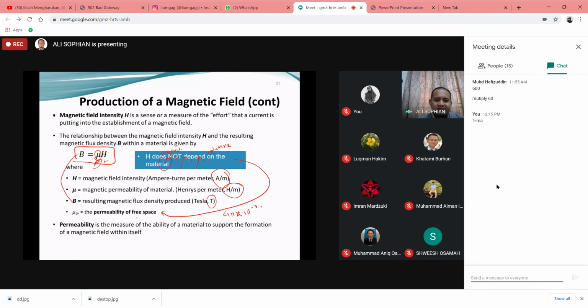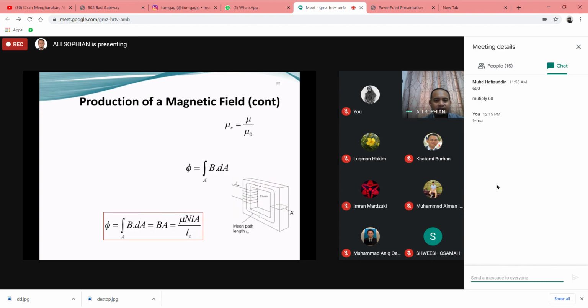Okay, the H does not depend on the material. If you look at the previous equation, it just depends on the current generating it. But the B depends on the material. If you use steel, then the B will be a lot higher compared to if you use air, for example.